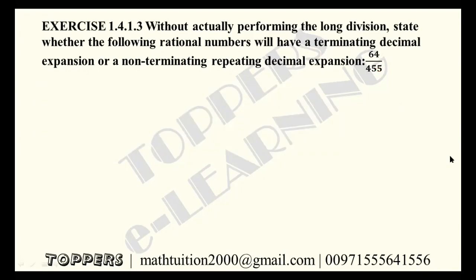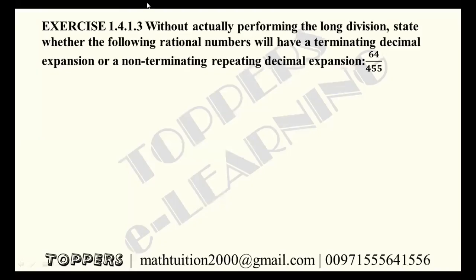Here, 64 by 455. Let us prime factorize 455. Nothing is common between 64 and 455, right? They are co-primes. So 455 is divisible by 5, a prime number. In 45, how many times? 9 times, right? Then 5, 1 time. Then 91, it is divisible by 7.